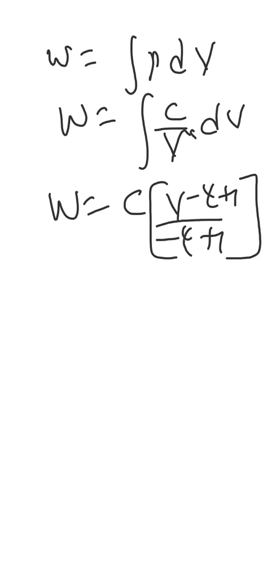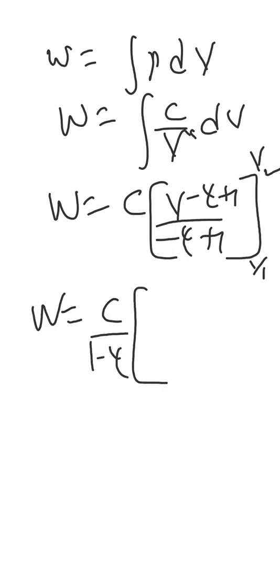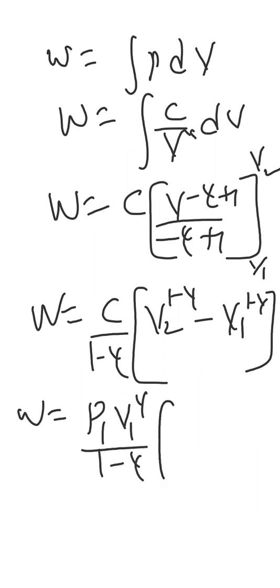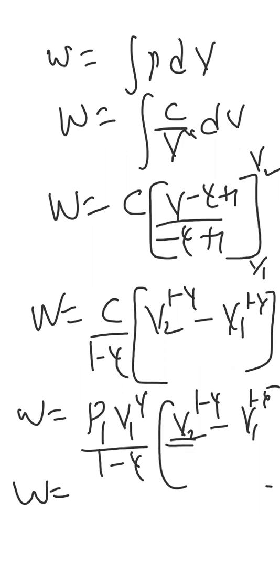Gamma is the specific heat ratio, Cp by Cv. This will come out as 1 minus gamma, V2 power 1 minus gamma minus V1 power 1 minus gamma. Now what is C? That also we can write. C is nothing but P1 V1 or P2 V2, whichever we want, to the power gamma. Whenever we are multiplying with V2 power 1 minus gamma, we will use P2 V2 power gamma. When we multiply with V1 power 1 minus gamma, we will use P1 V1 power gamma.